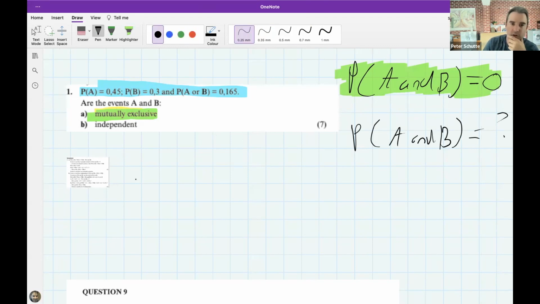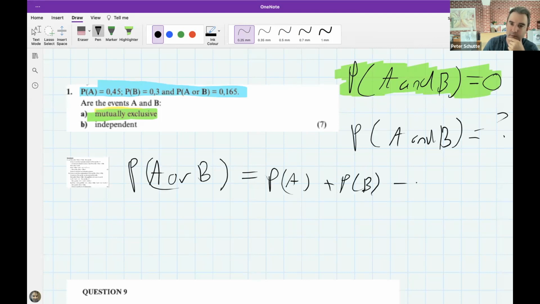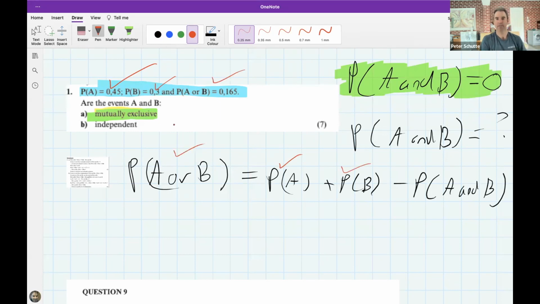And to help you along, you're still going to use this identity. So P of A or B is P of A plus P of B minus P of A and B. You have to use that identity because you're only given 3 of the 4 pieces of information. It's not possible for it to be negative. No, it's not.